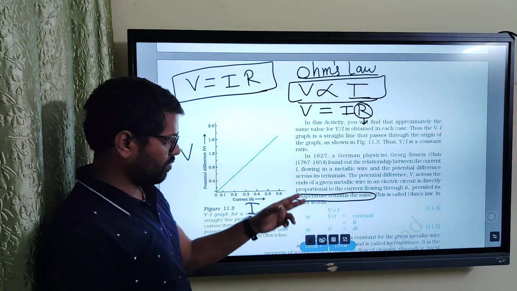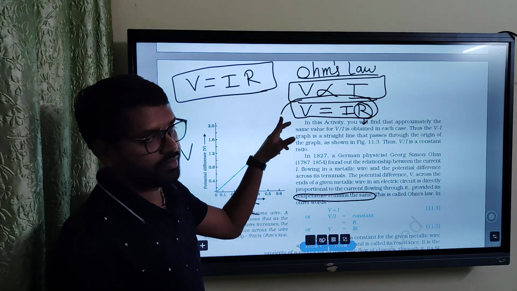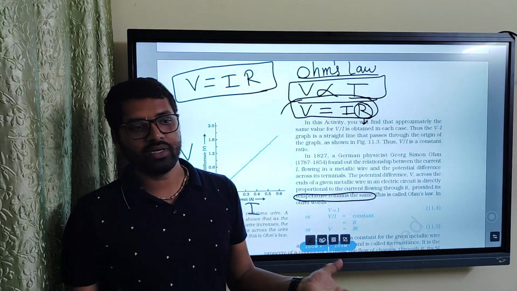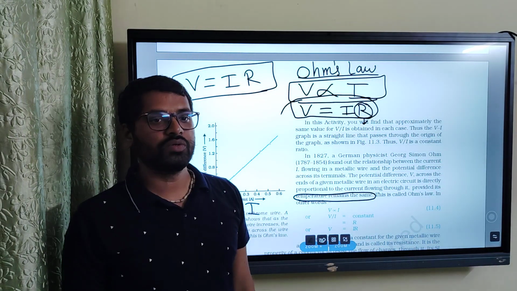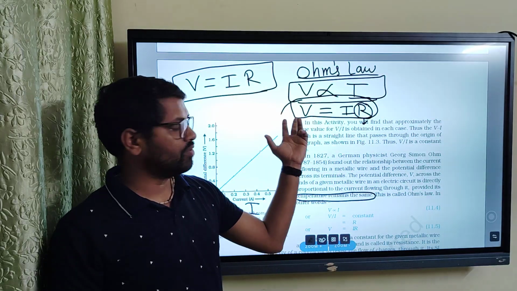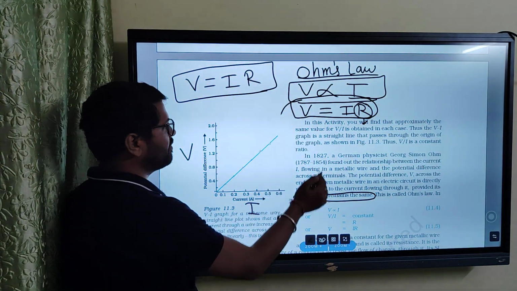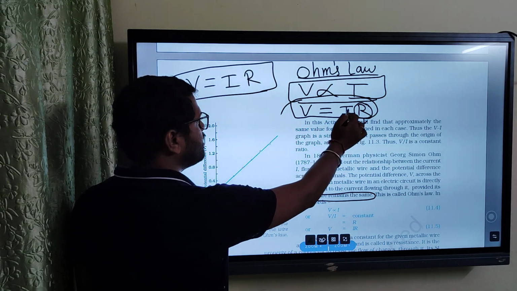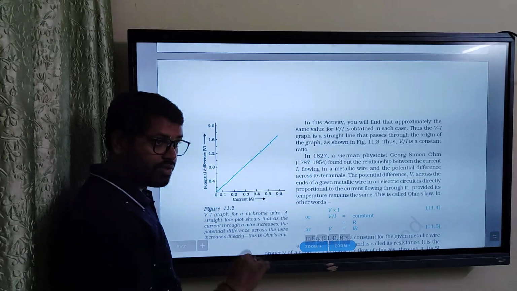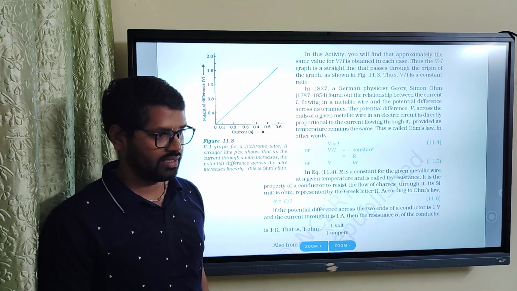Okay, so this is also one formula we got. First formula, for current we have seen, I equals Q by T. Second formula, potential difference equals W by Q. And this is the third formula, V equals IR, in which V is potential difference and I is current. What about R? Now this is interesting. R is constant. But what is R? Resistance.